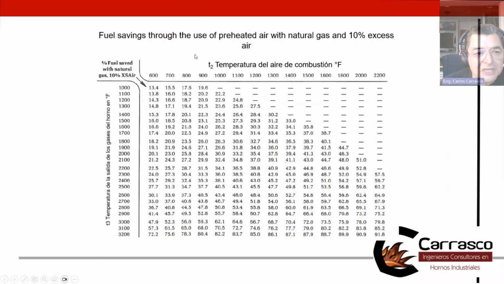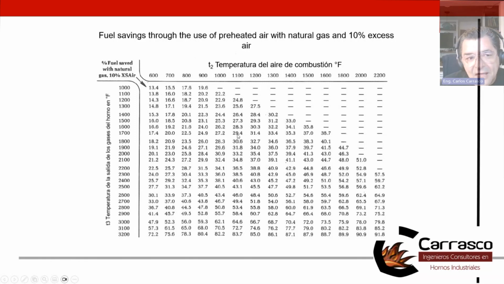There is also information on fuel saving, using preheated air with 10% excess air in the furnace. The temperature of this is in Spanish, I'm sorry. The temperature of the combustion air in Fahrenheit is shown here on top, and on the other side is the temperature of the flue gases. Depending on how much you heat up the combustion air, these are the fuel savings, and you can find them here.